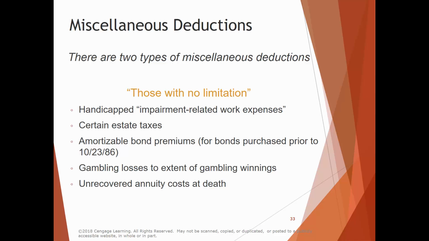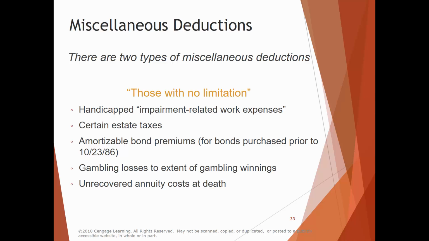The only thing I've ever had in this section from anybody is gambling losses, but only up to gambling winnings. I don't even know what those other things are. I do, but I've certainly never had anybody come to me and say, I've got unrecovered annuity costs of death that I want to write off. So the only thing in my mind that you need to be aware of is gambling losses, and you would have to come to me and say, here's my, it's called a 1099-G, because you have gambling winnings. I think it's $1,300.